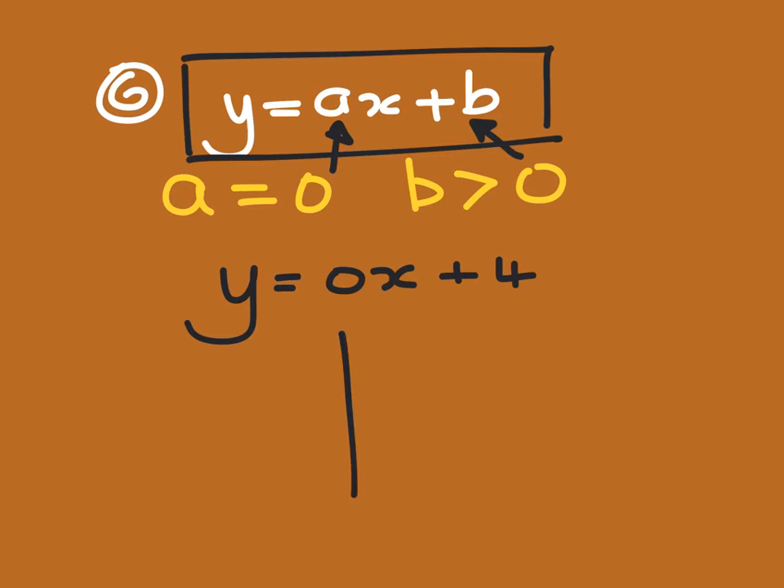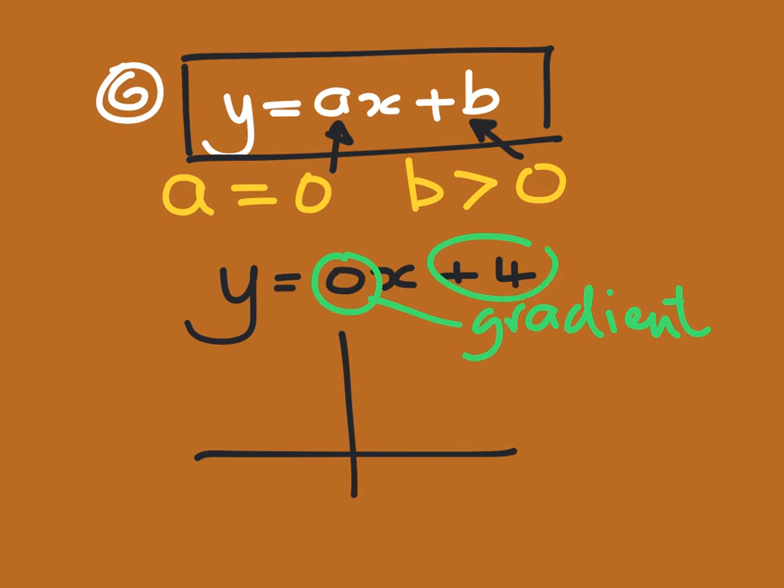So what does that look like in terms of a diagram? Well, there's your axis. The number in front of the x, i.e. the 0, that tells you the gradient. Now you should know what a gradient of 0 looks like. This number here at the end, plus 4, that tells you that it goes through 4. So you should be able to draw it now.